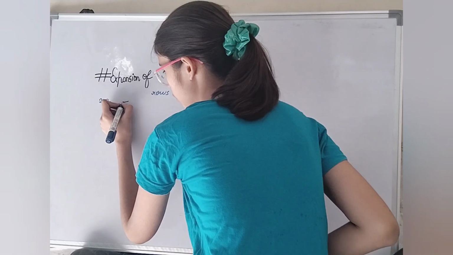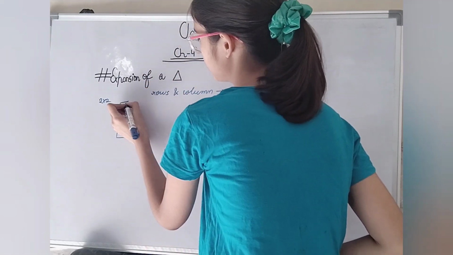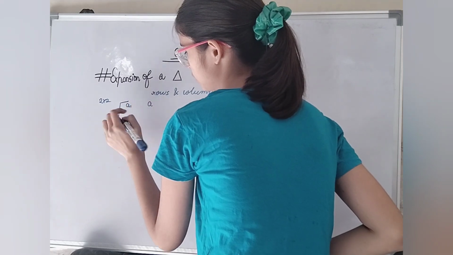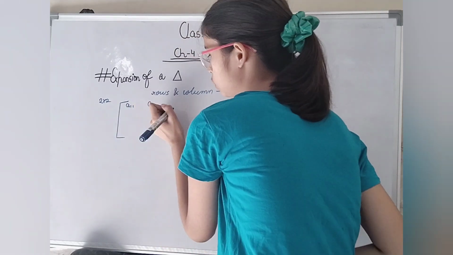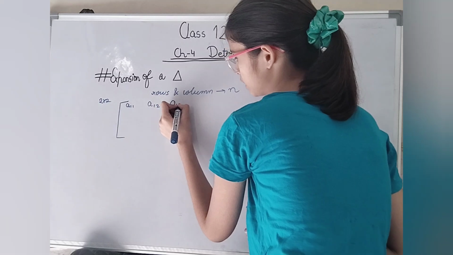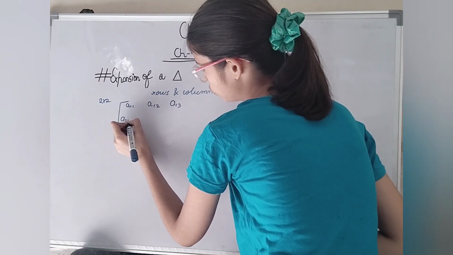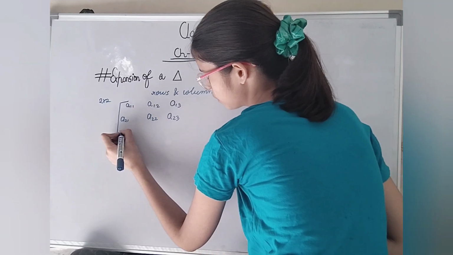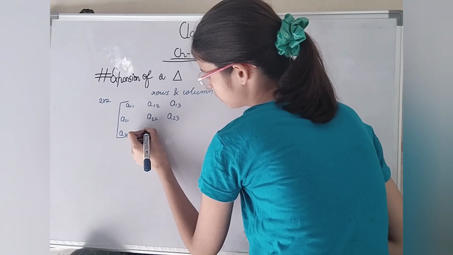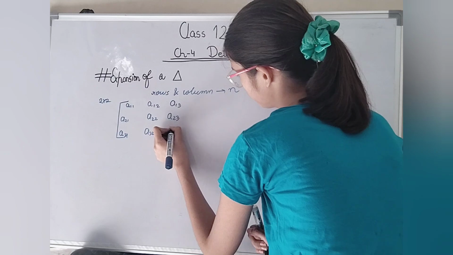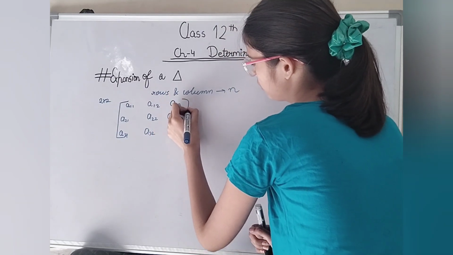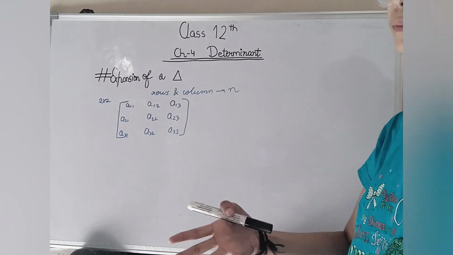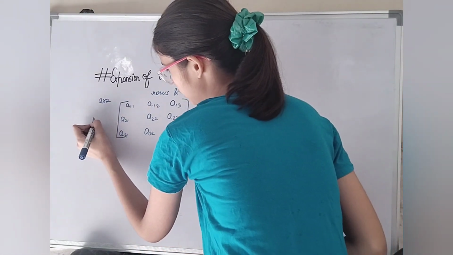For example, if we are talking about a 3 cross 3 determinant where we have elements A11, A12, A13, A21, A22, A23, A31, A32, A33. If we are supposed to find the value of this determinant, then how are we going to expand this? So this is our determinant.